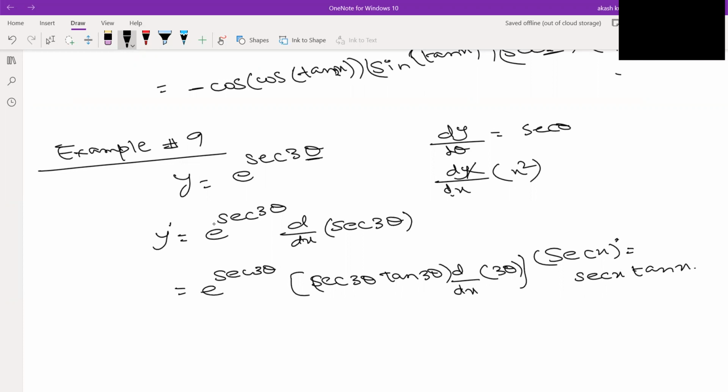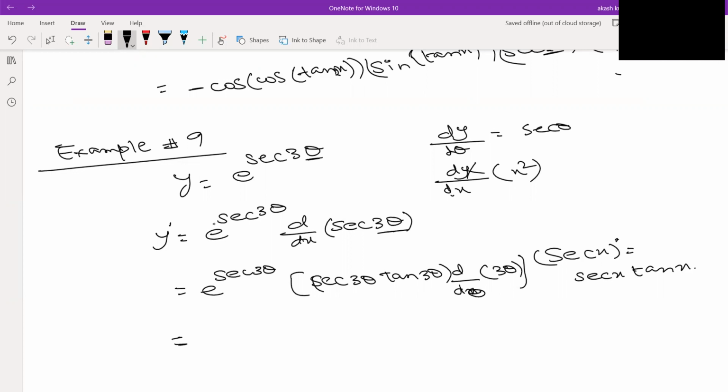Okay, so this is different. I thought it was one function with sec. The derivative of sec 3 theta was sec 3 theta times tan 3 theta. Now the inner function, 3 theta, we have to differentiate it again. Is it clear? Okay, so what's the derivative of 3 theta?